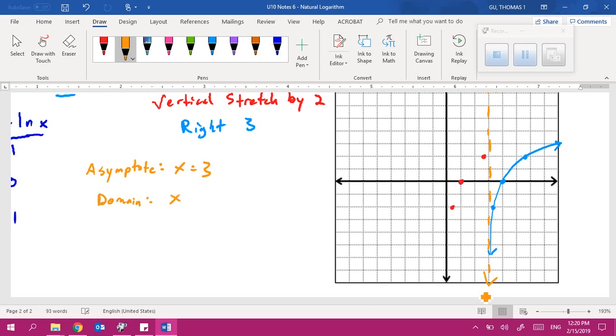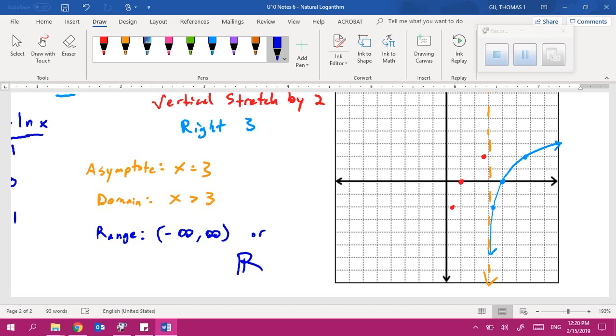X greater than 3. Once again, just to clarify, where did that 3 come from in the domain? Asymptote. How did you know it's greater than? Because your graph is on the right side of the asymptote, right? And then the range, which is always the same, right, negative infinity to positive infinity, or also you could write all real numbers. Boom.